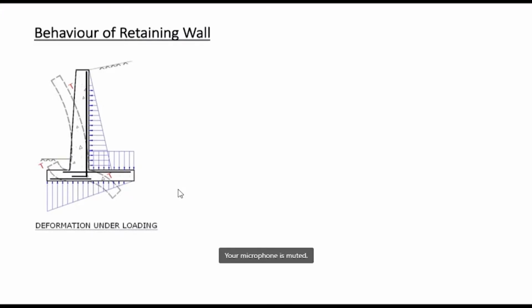Okay. Now you see the behavior of the retaining wall. As we have already discussed, this stem will deflect like this, due to this pressure. The net pressure on the heel slab will be like this, so it will deflect like this, and the net pressure on the toe will be like this pressure, and it will deflect like this. So this is to design the retaining wall. So we have checked till now the strength of the retaining wall.